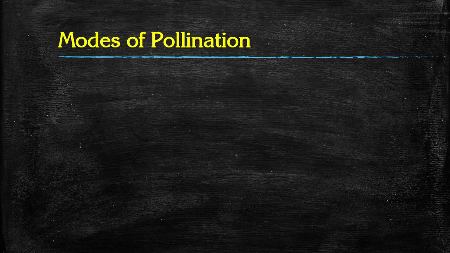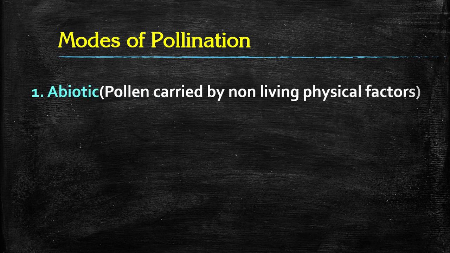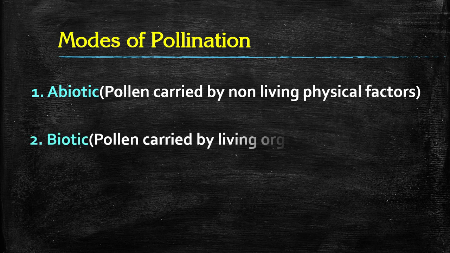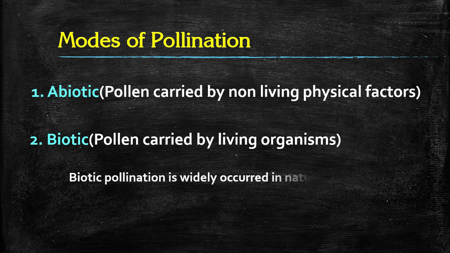Next, modes of pollination. There are two modes of pollination. One is abiotic, in which the pollen is carried by non-living physical factors. Another is biotic, in which the pollen is carried by living organisms. Of these two, biotic pollination occurs more widely in nature.